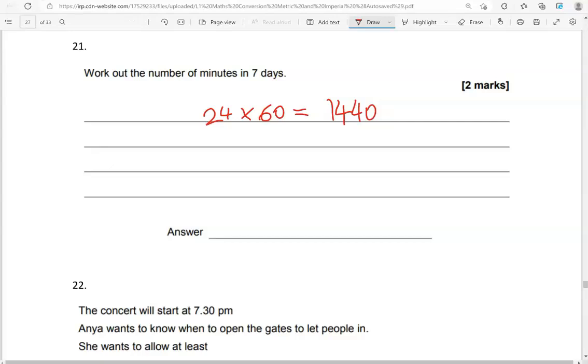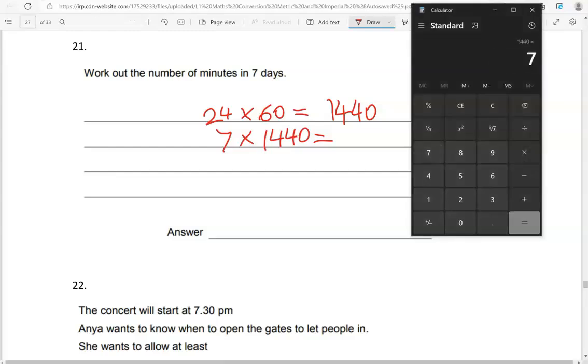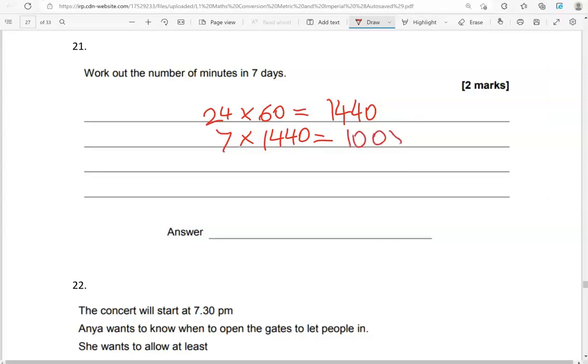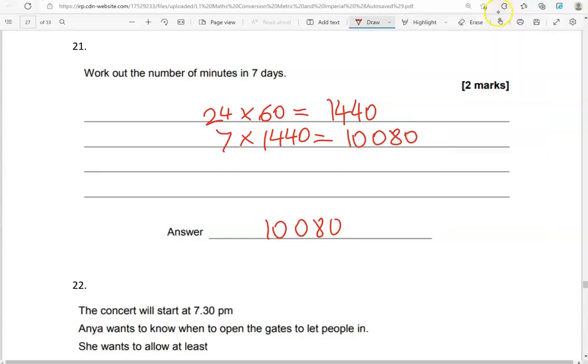What about 7 days? So we'll do 7 times 1,440, which is 10,080. You could have also done this by going 7 times 60 times 24, which gives you the same answer.